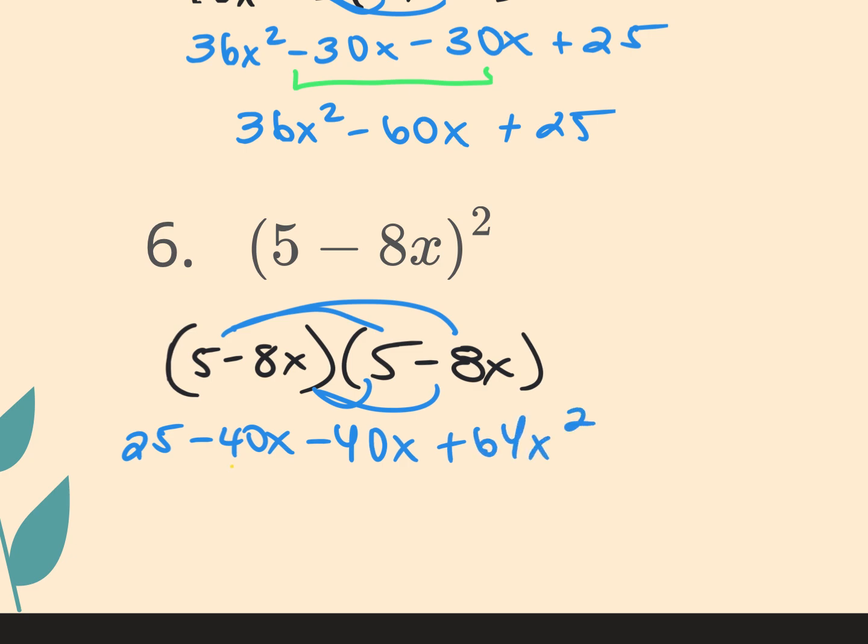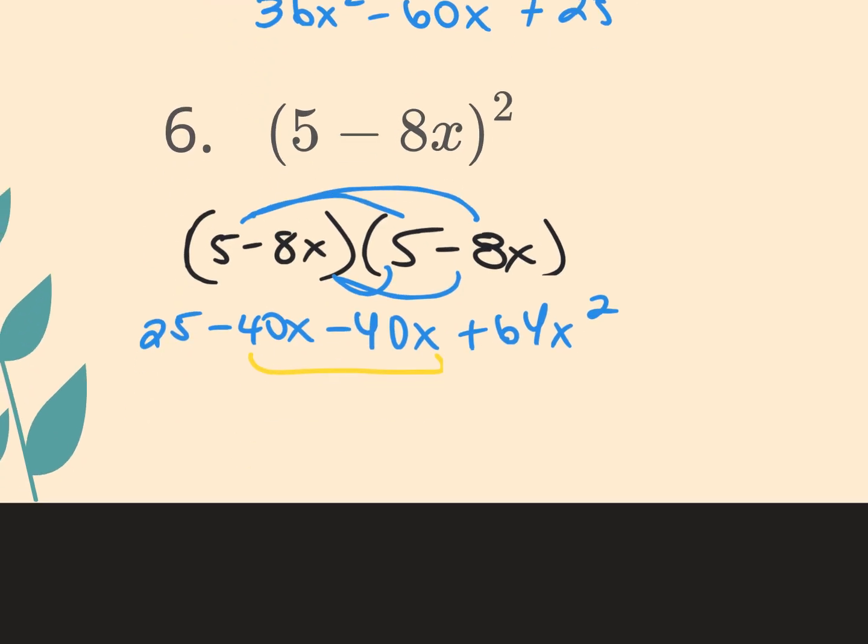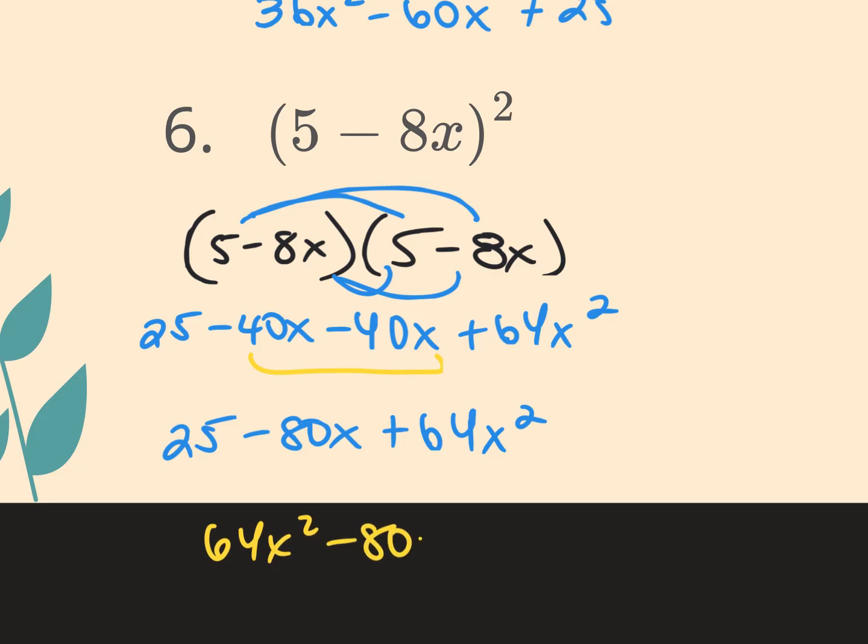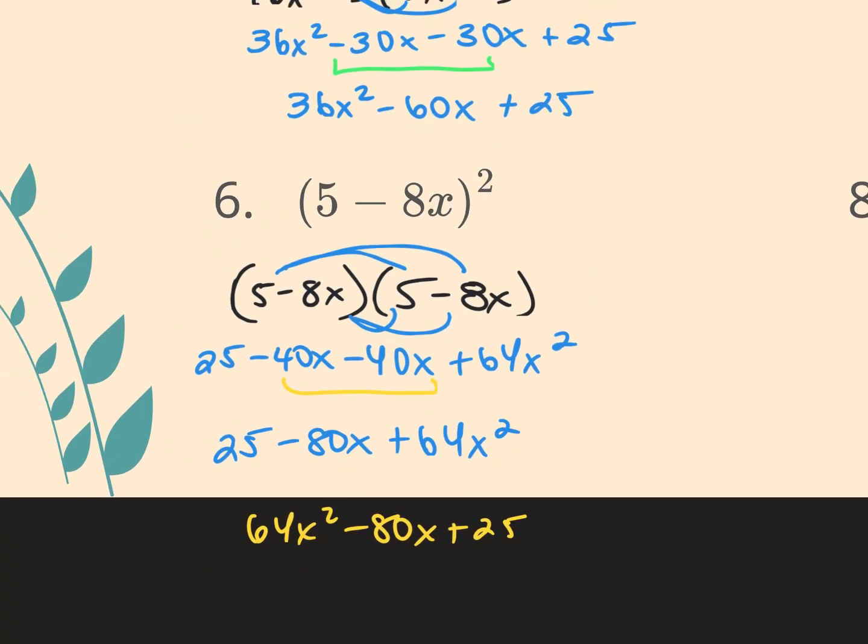So again, what happens here in the middle? So 25, what's negative 40 and negative 40? Minus 80x plus 64x squared. How could I rewrite that so it looks a little prettier? 64x squared. Perfect. Minus 80x plus 25. Just write it in standard form so it's in order.